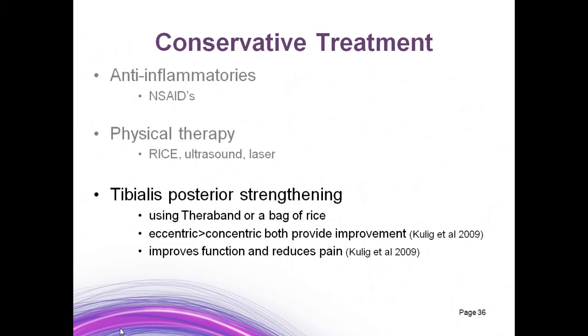It's important to perform an eccentric and concentric contraction, as they're shown to both provide benefit, but eccentric is the most important one of the two. It's been shown that strengthening can improve the function and reduce the pain of clients experiencing this condition.